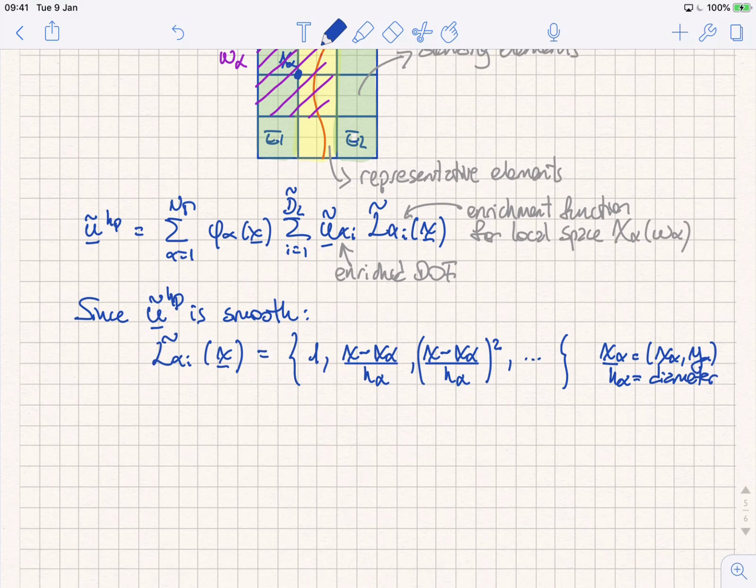If you remember, this is the way we define the enrichment functions for polynomials. We were actually shifting the polynomial so that it has a zero value at the location of the node. This was very important to do, this shifting. Why?